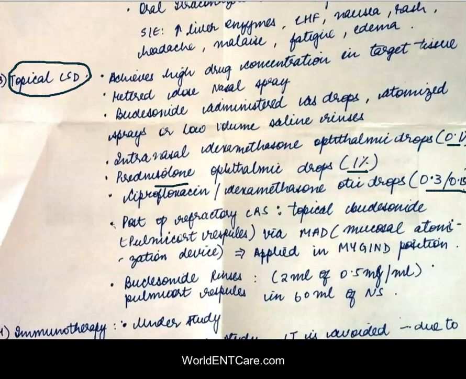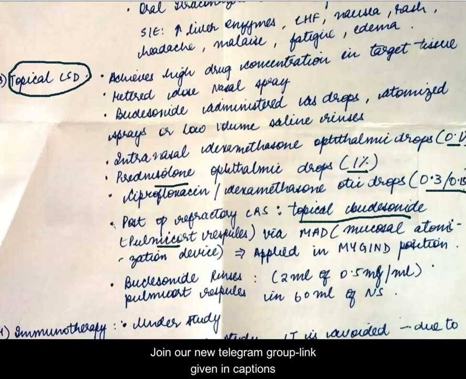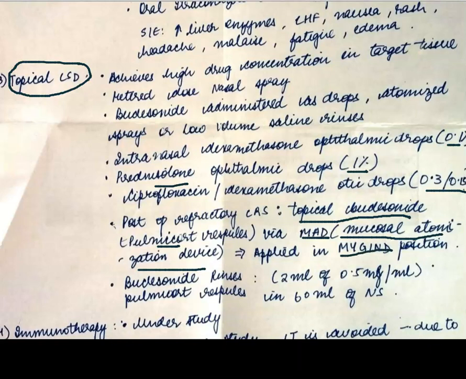Post-op, in refractory chronic sinusitis, we can use topical budesonide, that is Pulmicort respules via a mucosal atomization device. The short form is MAD, which is applied in migraine position. Okay.